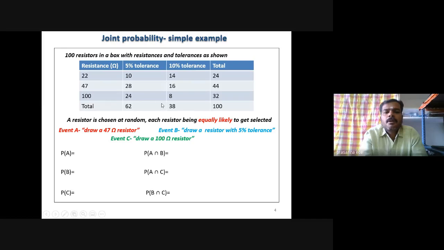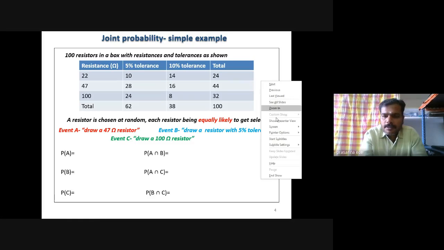I have assigned the probability for each of these resistors, each resistor being equally likely. That is the probability assigned to each of these resistors. Now, out of this, we have to find the probability of event A. What is the probability of event A, drawing a 47 ohm resistor? Totally there are 100 resistors. Out of that, 44 are of 47 ohms, right? Let me use my highlighter.